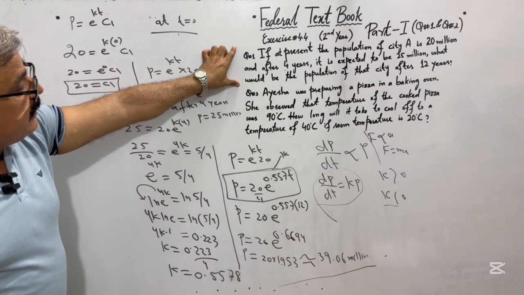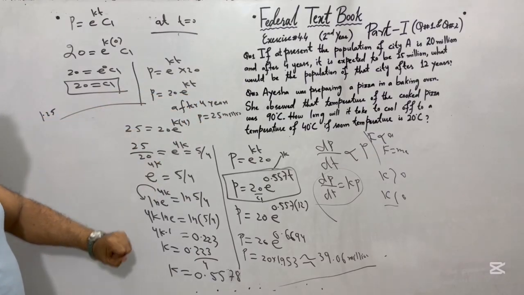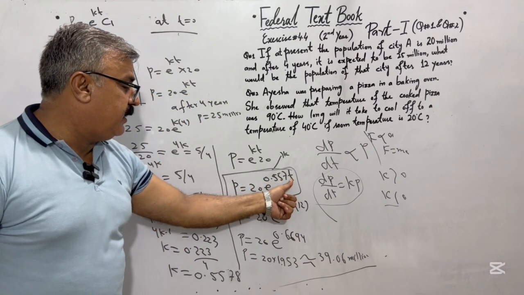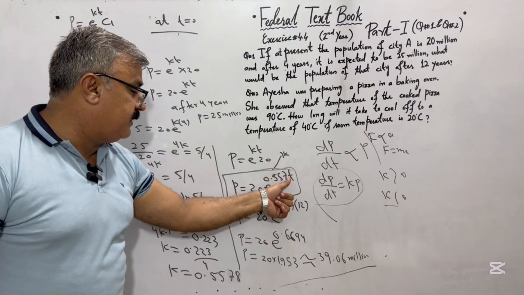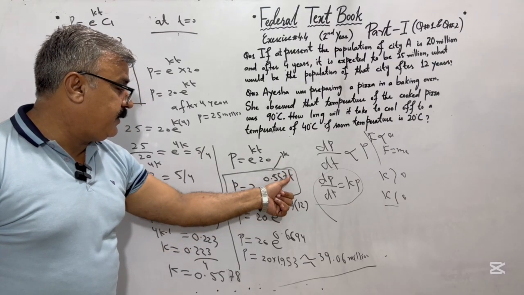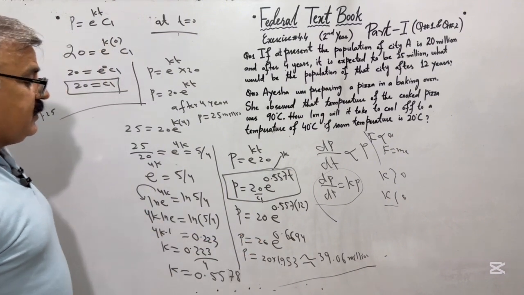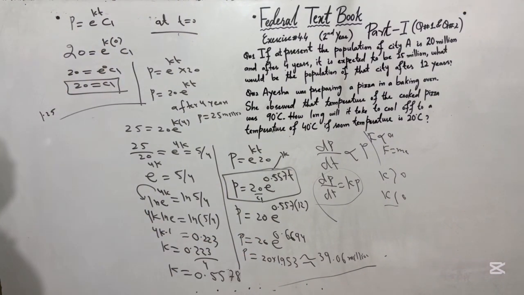Now we are asked to find the population after 12 years. Simply introduce 12 instead of t, 0.557 times t. That's our answer: almost 39.06 million. About 39 million, one can say, is the population after 12 years.